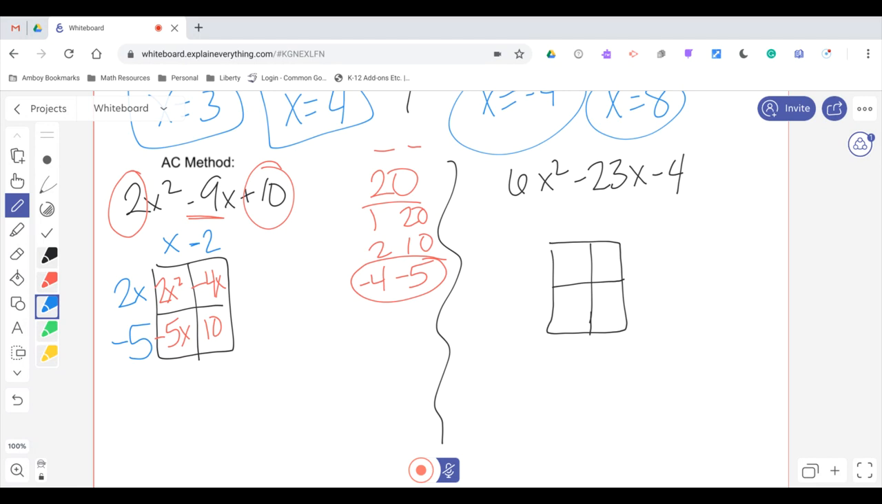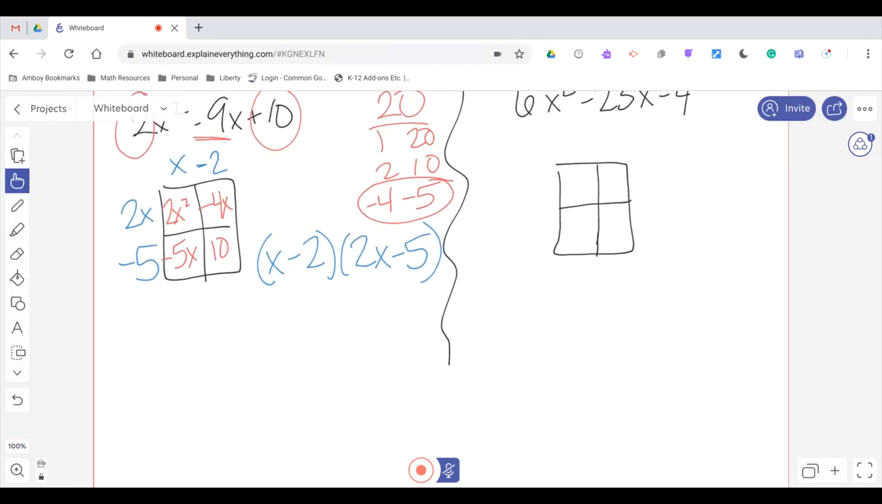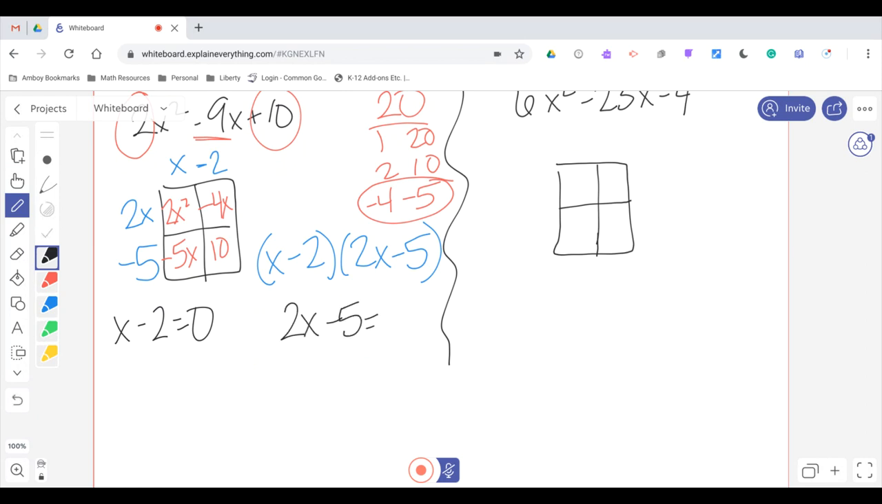Okay, now what you're used to is then you're like, okay, great. So it's x minus 2 and 2x minus 5. But remember, we still need to actually solve this completely. So what we're going to do now is both of those equations, or both of those little parentheses, we're going to set equal to 0 and solve.